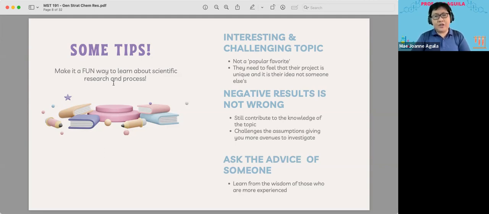In this way, they will feel that their project is really unique and the ideas are really from them and not from someone else. And then negative results. So later on, when they gather results, negative result is not necessarily wrong. So it still contributes to the knowledge about the topic. So you can say that that's something that we should not do, with respect to a certain methodology that you followed that gave you negative results. So that's something that you can say maybe there's something wrong in the method. Okay. But generally, this will pose challenges in the original assumptions that we have, in the original hypothesis that we have. And this will dictate us to think about the hypothesis if it is logical in the first place. And this will give us more avenues to investigate.